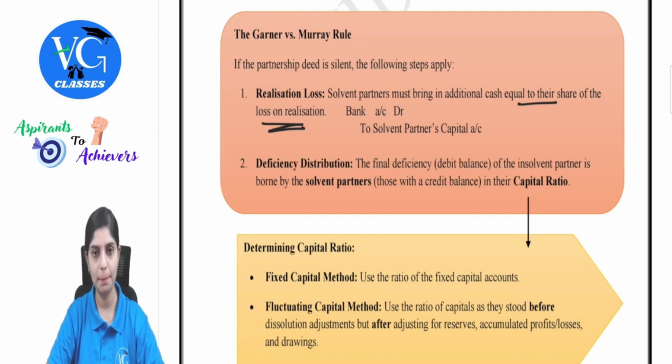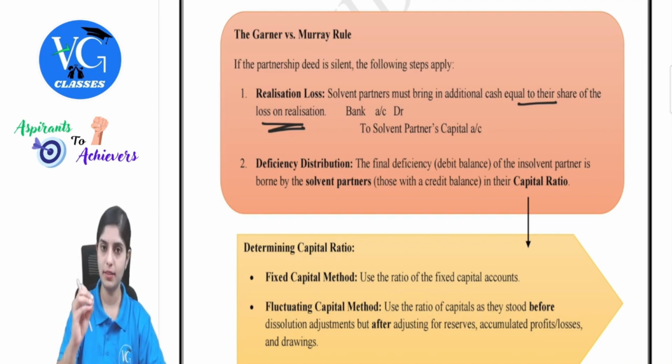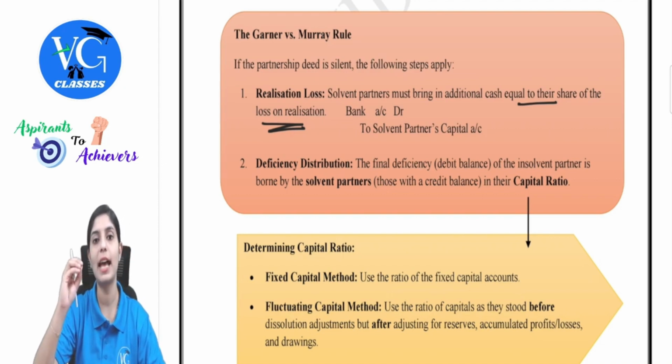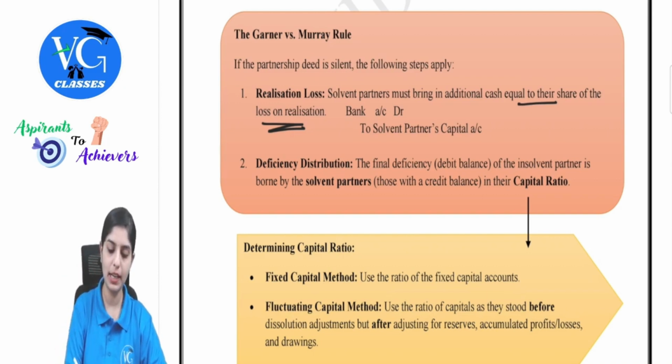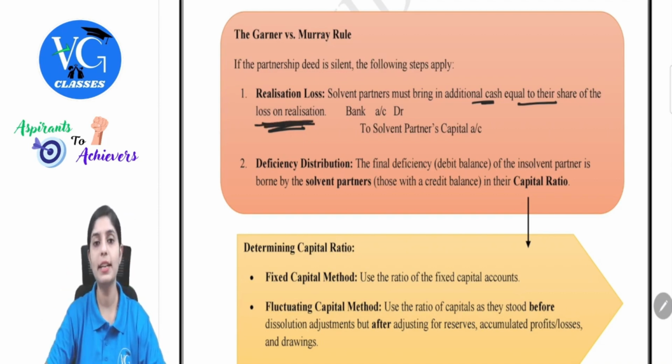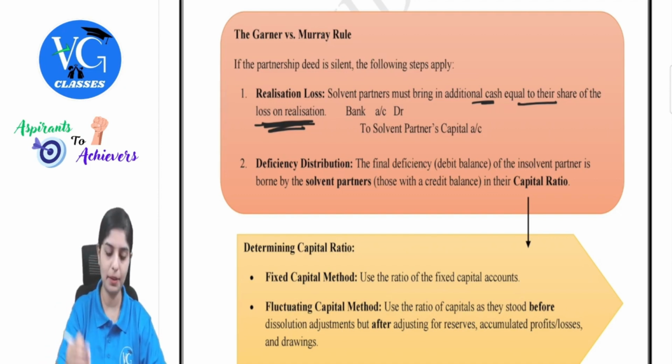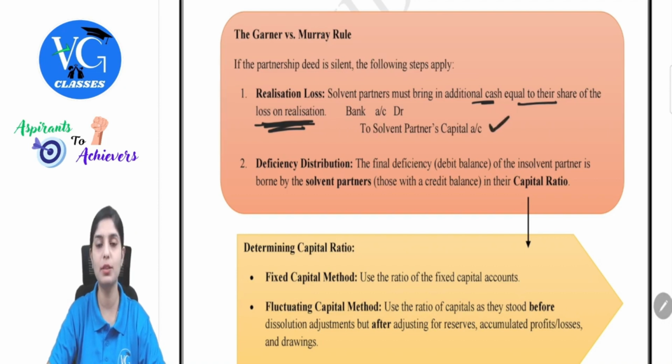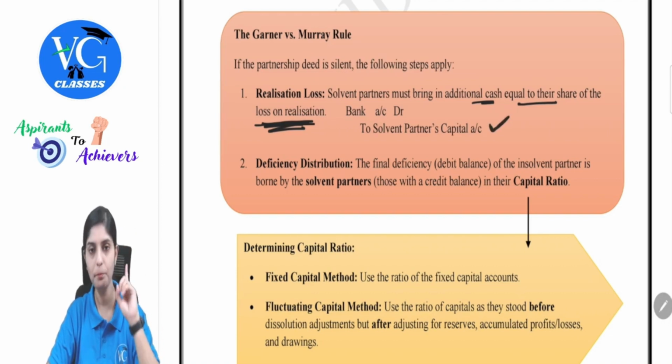So the first step in application of Garner versus Murray will be that solvent partners, that is, those whose balances have a credit, must bring in additional cash. How much should they bring? They will bring additional cash equal to their loss on realization. So the entry when solvent partners bring in additional cash is nothing but the introducing capital entry: bank account debit to solvent partners' capital. This is the entry we observe. This is the first step.